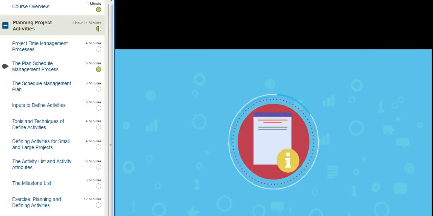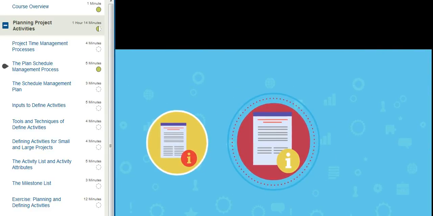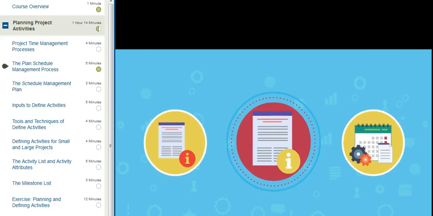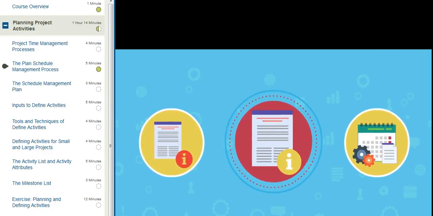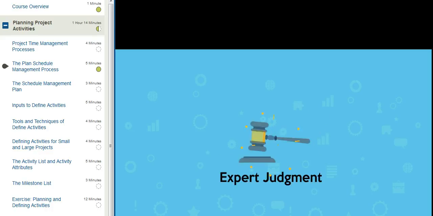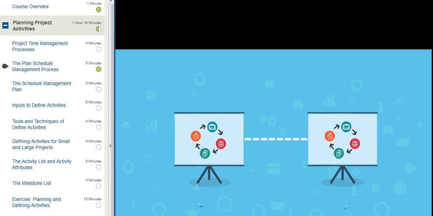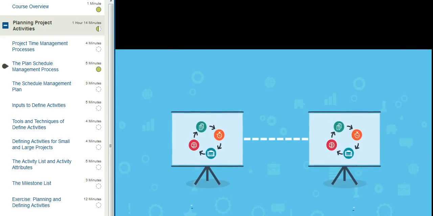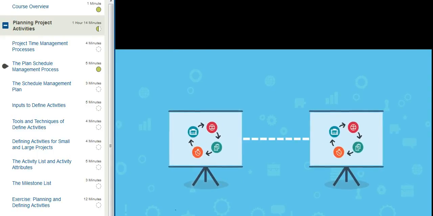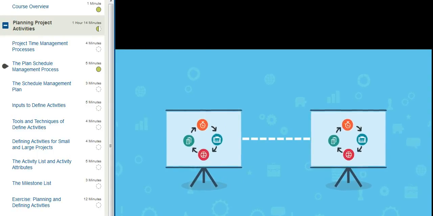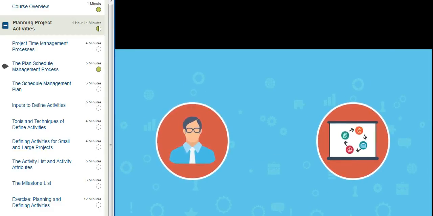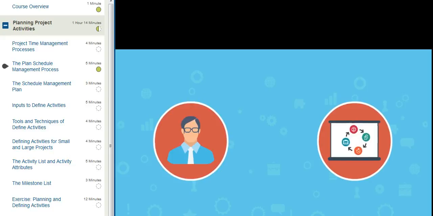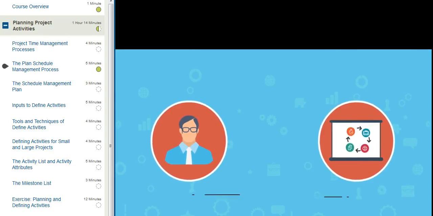Once you've gathered the information you need from the inputs, it's time to begin working on the schedule management plan. There are 3 tools and techniques you'll use. The first is expert judgment. It is typically based on experience with past projects that had similarities to the current project. The common elements may be the same customer, industry, development methodologies, or anything that gives a person expertise and insight into how to best manage the current project.